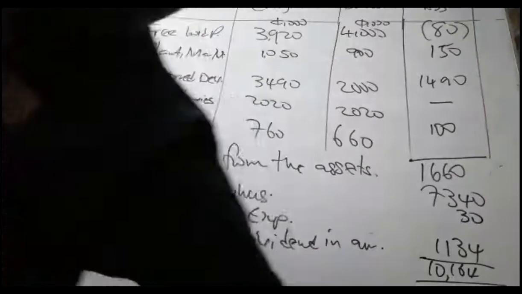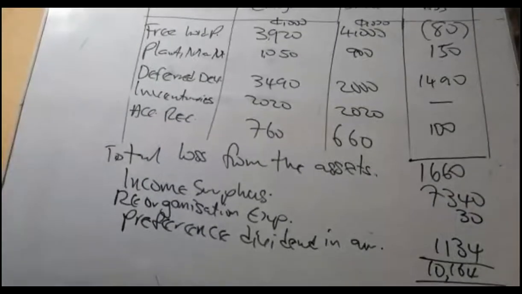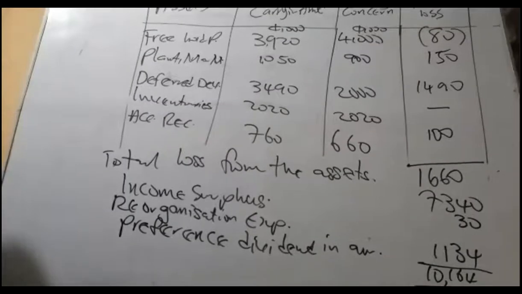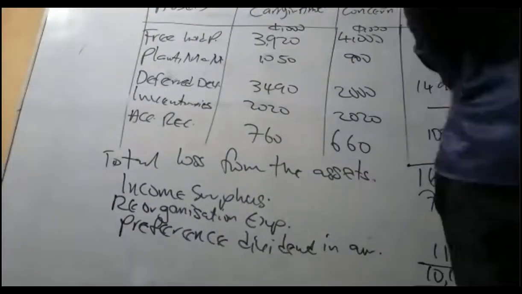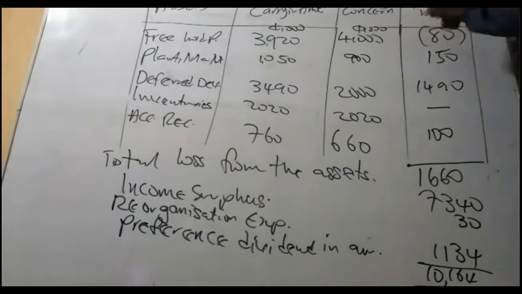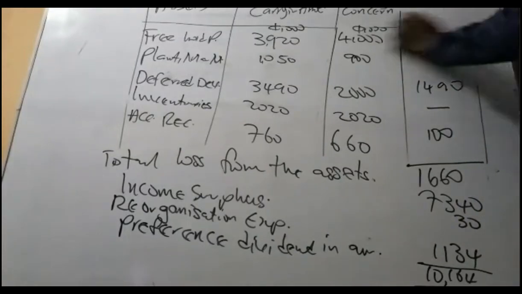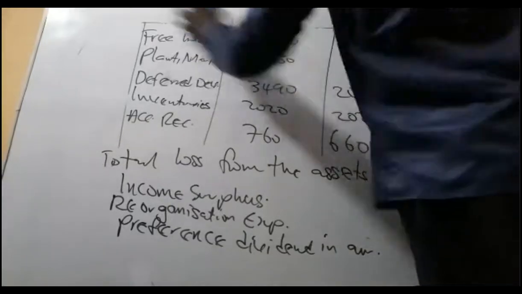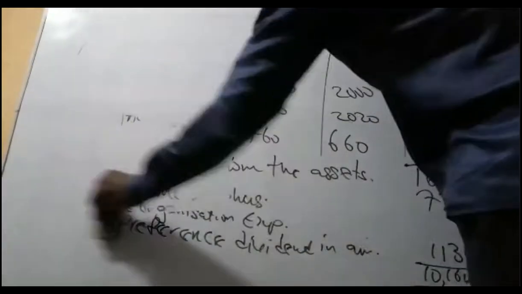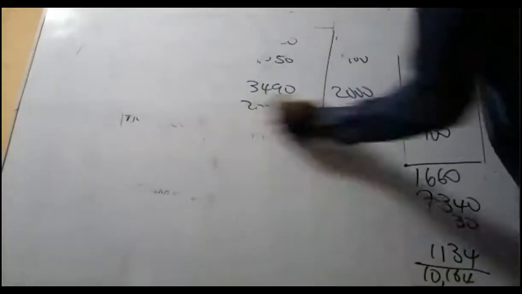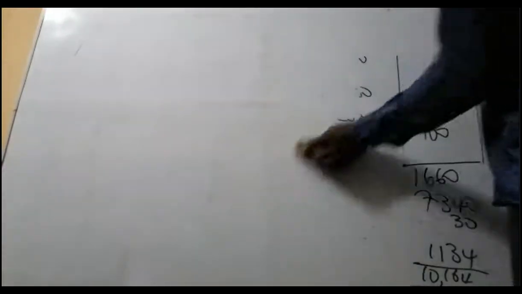Okay, so any question? Great. So let's go to step 3. Share of the maximum loss. We have to share this maximum loss to the key stakeholders. So share of maximum loss to the key stakeholders. That's step 3.